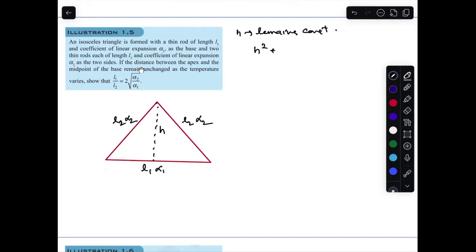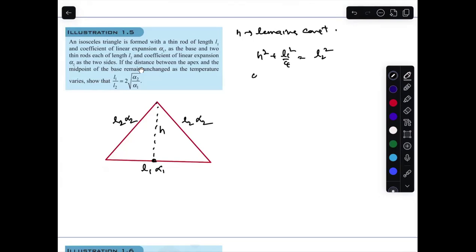H square plus L1 square by 4 is L2 square. Yes, any doubt? Sir, it's not a right angle triangle. Okay, right angle for your midpoint, like isosceles. H square plus L1 square by 4 is L2 square.